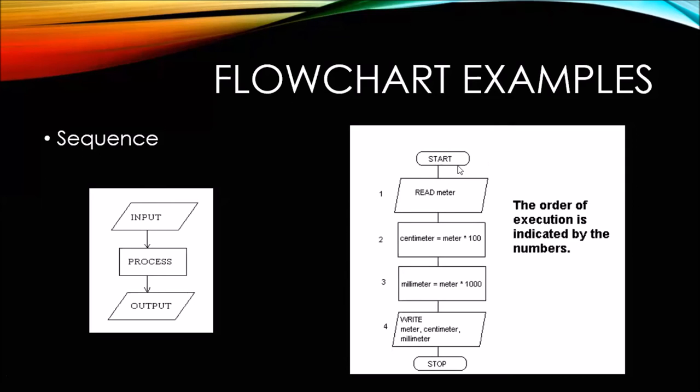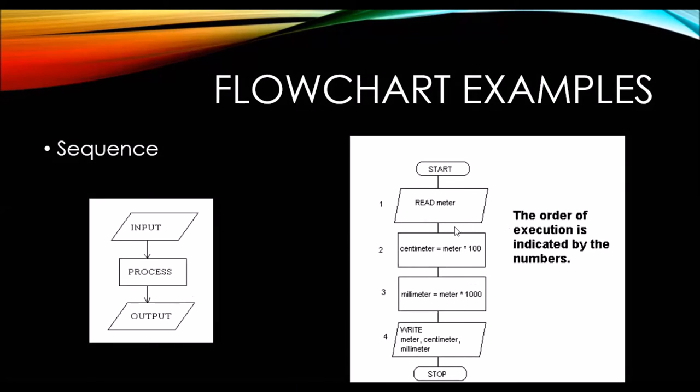Here we have start. I would say that your flowchart will have two ovals, one showing the start of your flowchart, and one that's the end of your flowchart. So here we have start, good, and missing from this is the arrowhead. If you don't have it, then you will not get your full marks. So here we have start.